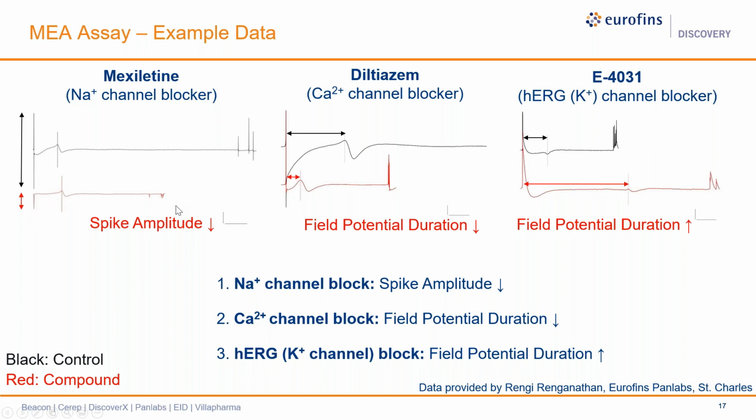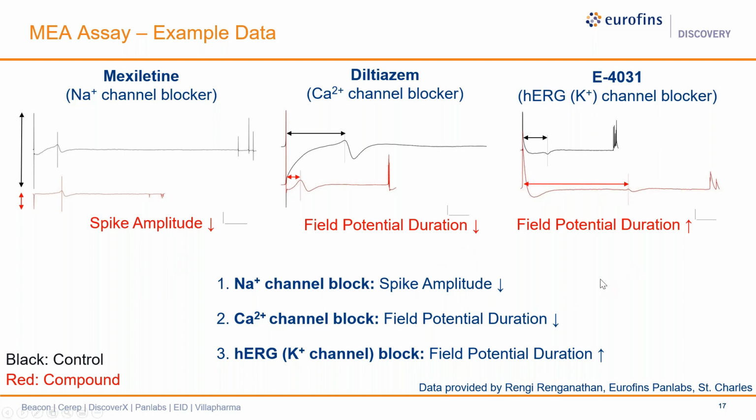When we treat with a calcium channel blocker, in this case we use diltiazem, you can see that the field potential duration is strongly decreased. And finally, when we treat with an hERG channel blocker, in this case E4031, the field potential duration is strongly increased.